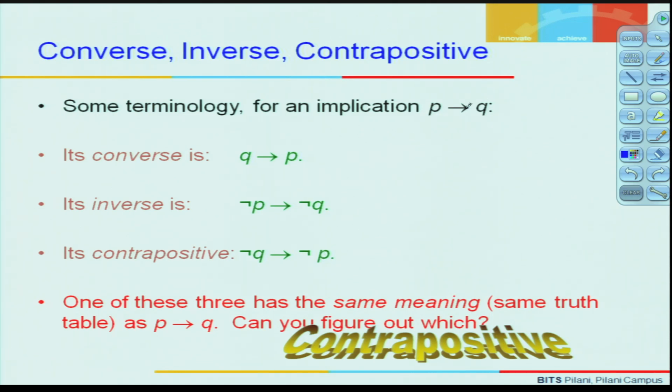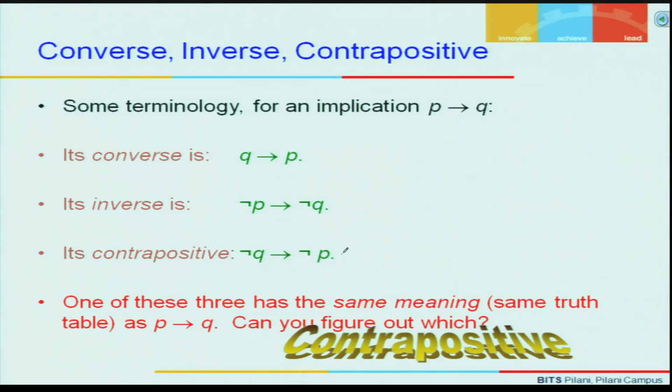These two statements seem different, but they mean the same. Their truth value happens to be the same precisely. P implies Q's truth value and not Q implies not P's truth value are exactly the same for any combination of P and Q. When you have two operands like P and Q, what truth values can P assume? It can assume true or false, and Q can assume true or false.